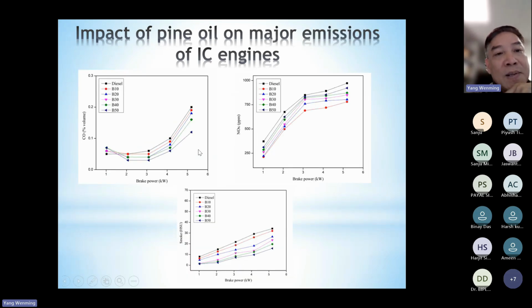Okay, so here's its impact on the major emissions like CO. CO emissions will be lower for palm oil, and the NOx emissions also are lower, and also smoke emissions are lower than diesel fuel.